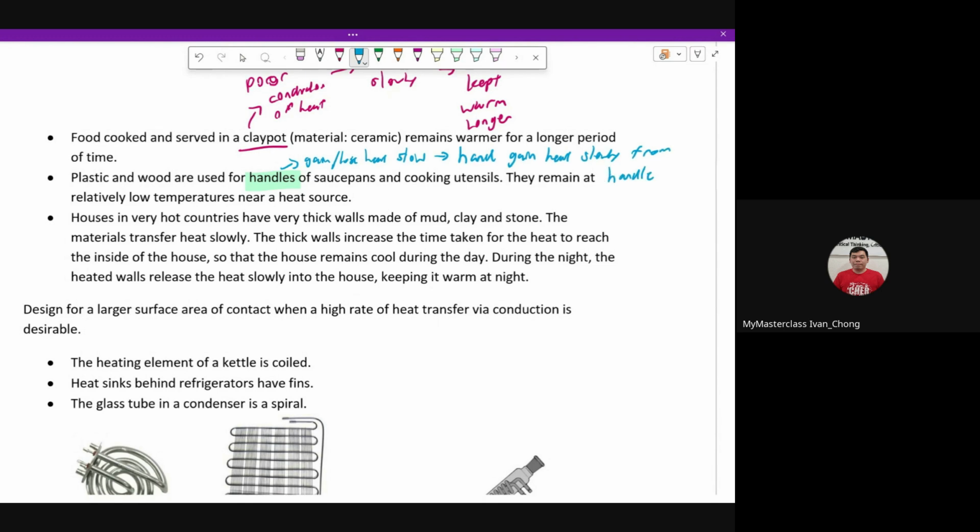Because the reason why we burn ourselves is because we gain heat too fast, to the point that your skin actually will get injured. So because of this, you want to gain heat slowly from your handle that is quite hot. Okay?